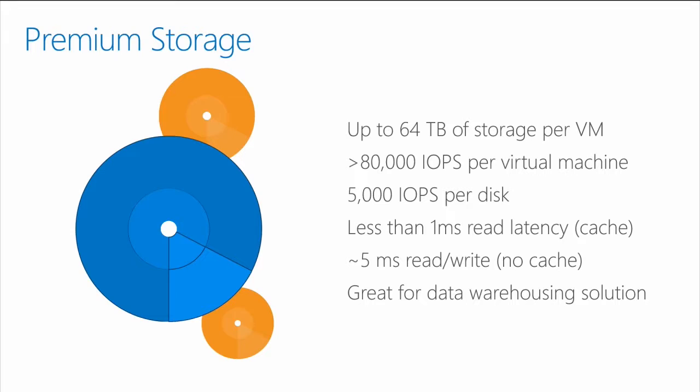Now, we talked about the standard storage. Now I want to spend a little bit of time talking about premium storage. Premium storage is the system that allows you to have much higher IOPS per virtual machine. On a standard disk, you can have up to 500 IOPS, while on a premium storage disk, you can get up to 5,000 IOPS. So an order of magnitude increase in what you can do on the premium storage. In addition, you can store up to 64 terabytes of storage per VM, getting up to 80,000 IOPS per virtual machine. Again, that's the largest amount of IOPS that you're able to get within the public cloud for virtual machines.